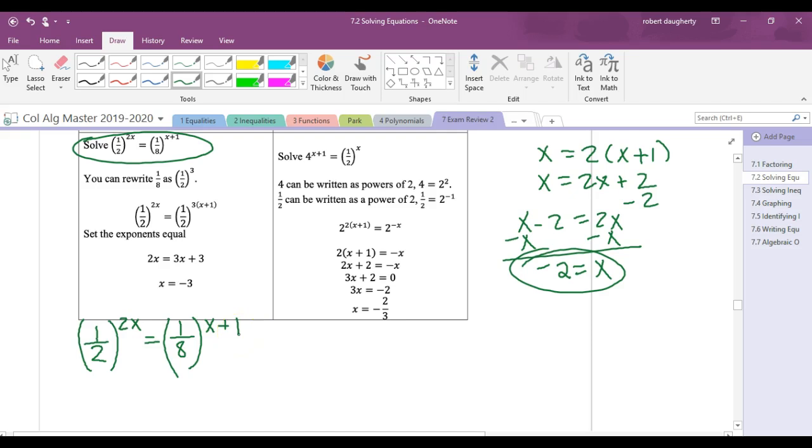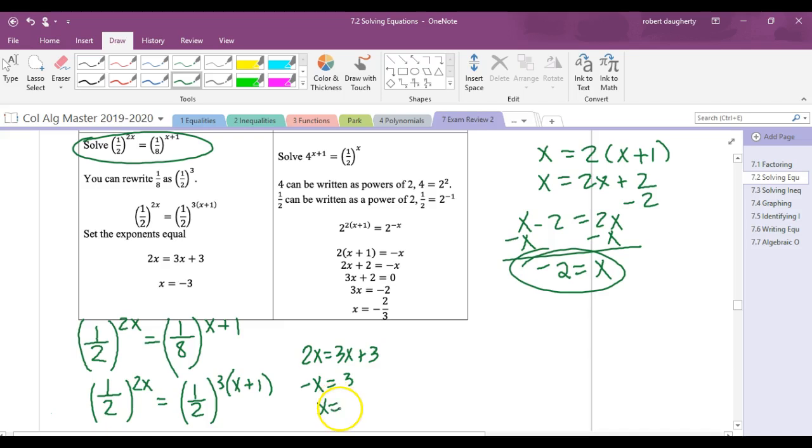So what I can look at is this: (1/2)^(2x) is equal to (1/2) cubed, that's what 1/8 is, to the x plus 1. Now I've got the same number on both sides raised to a power. So I know that 2x has to equal 3x plus 3. That means that minus x has to equal 3, or x equals minus 3 is a solution to that.